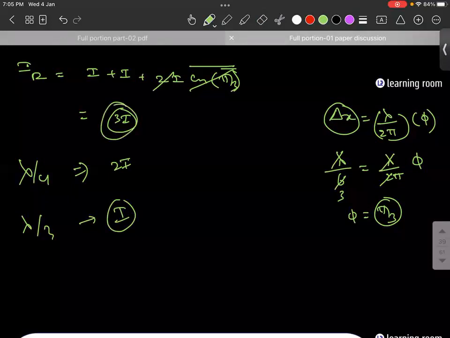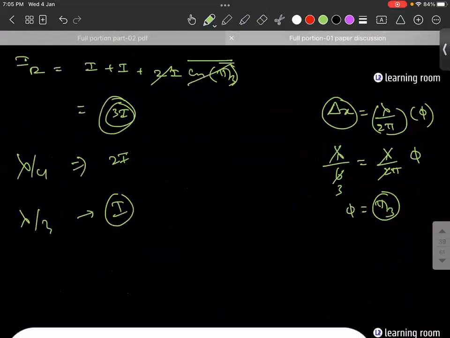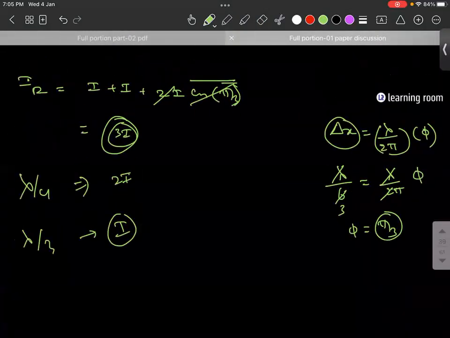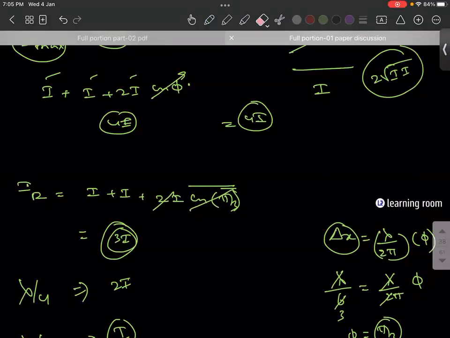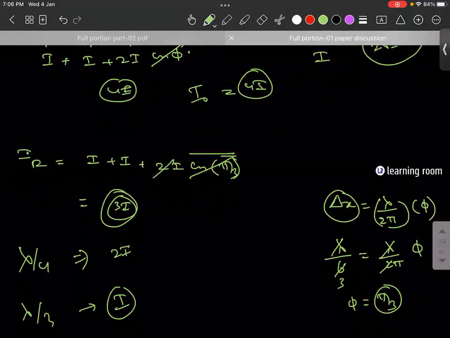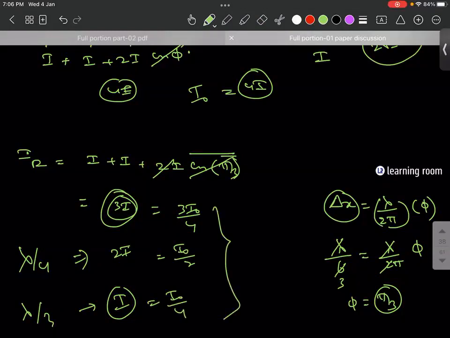But I is not given in the question. They have given only I naught, right? So how will you write everything in terms of I naught? See, if 4I is I naught, then what will be the value of I? I naught by 4. So here it will be 3 I naught by 4. Here it will be I naught by 2. And here it will be I naught by 4. These are the values. Okay.